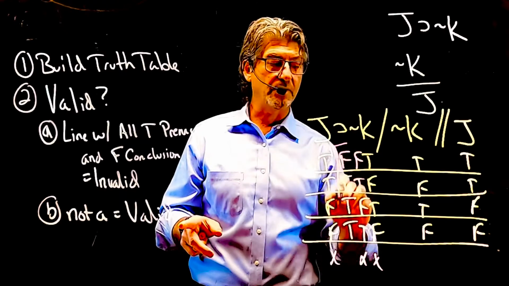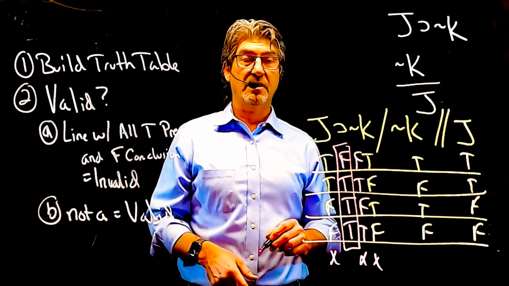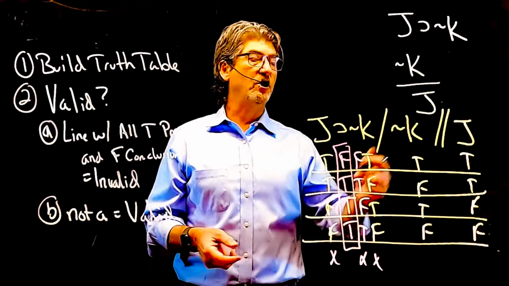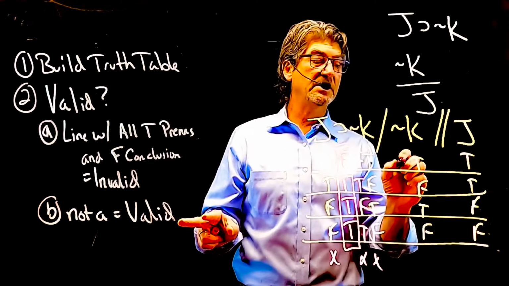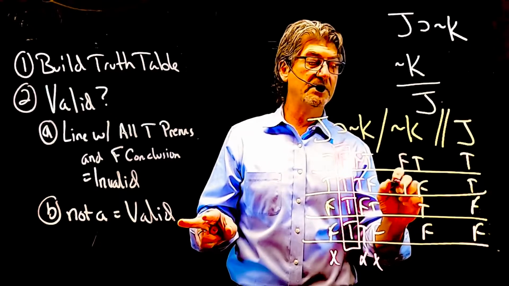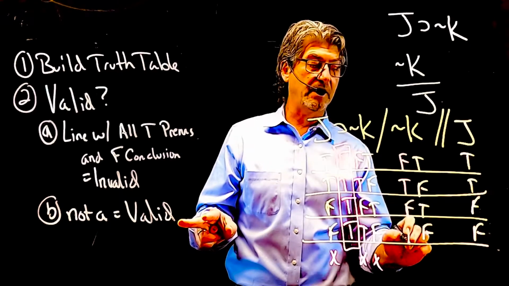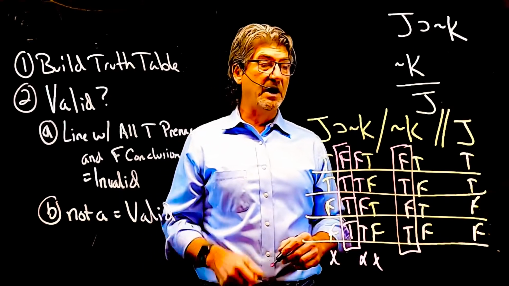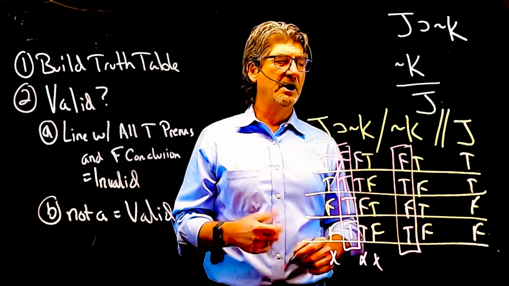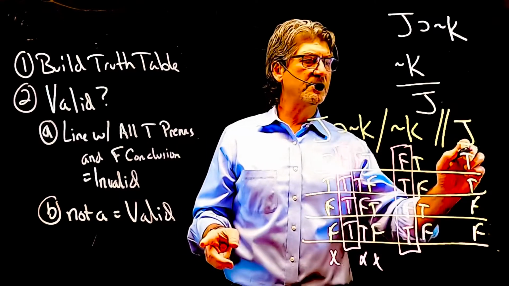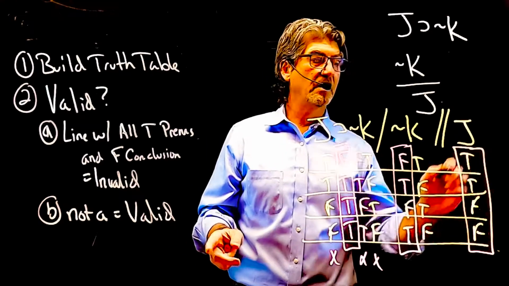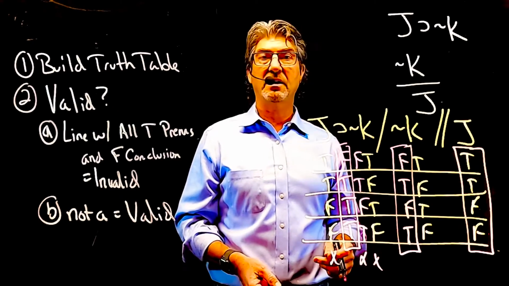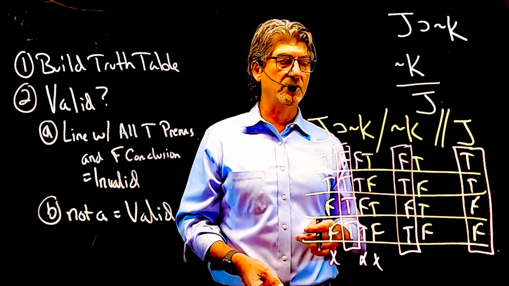Now put a box around this because we finished off the truth values underneath the main operator of the first premise. Now go to the second premise. Tilde T is F, tilde F is T. Tilde T is F, and tilde F is T. So there are the truth values underneath the main operator of the second premise. Now the conclusion doesn't have any operators. If it did, we would work them out, but it doesn't here, so we just put a box around the truth values underneath the letter, that is the conclusion.